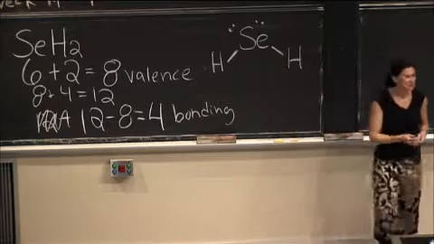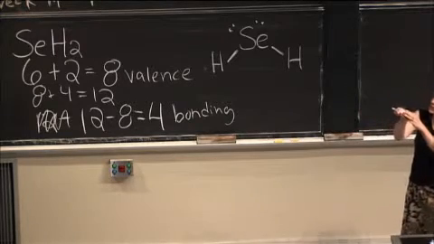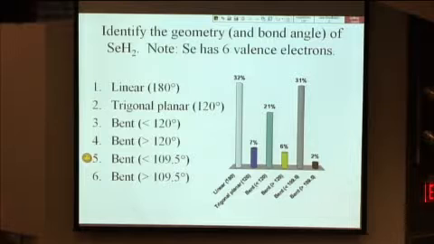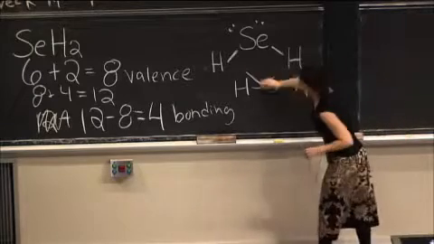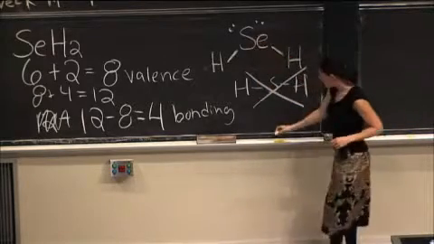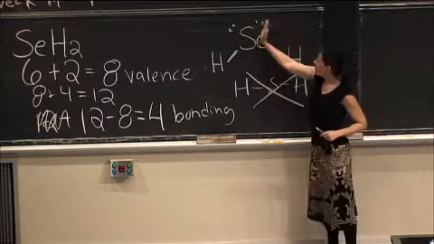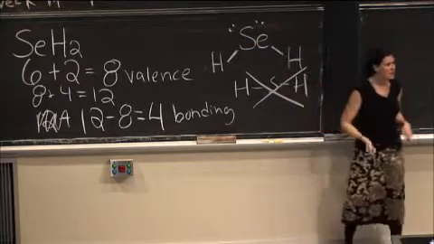Hopefully you can see why it's not linear. If it were linear, which 32% of you seem to have thought, that would have meant that our Lewis structure had no lone pairs in it, right? And that's not the case. We have 2 lone pairs. So if we thought about what the bonds were everywhere, it would be 109.5.